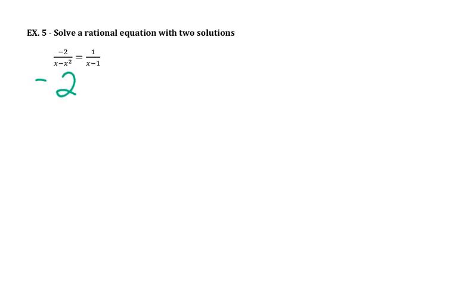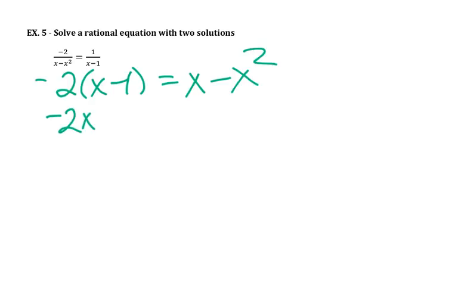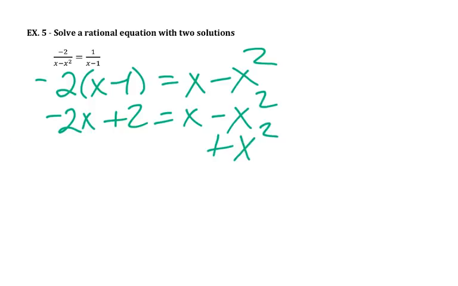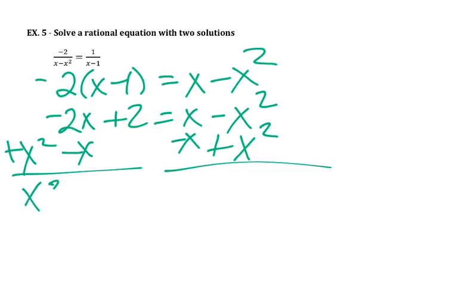I would have had negative 2 times x minus 1 equals x minus x squared. So negative 2x plus 2 equals x minus x squared. It's a quadratic, so I want to set it equal to 0. I would rather my a value be positive, so I am going to add x squared to both sides and subtract x. So I get x squared minus 3x plus 2 equals 0.